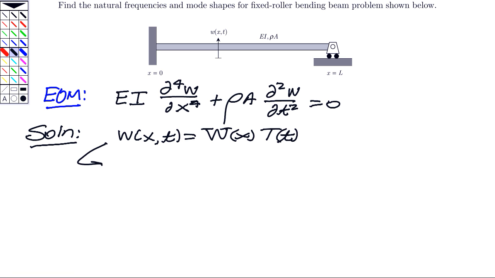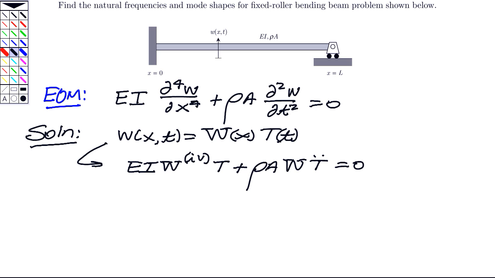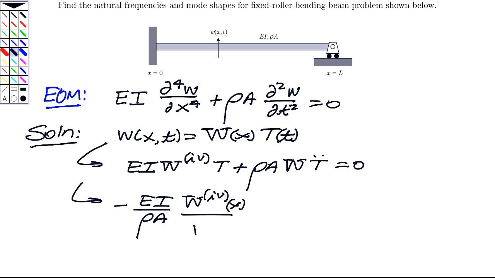And if we put that into the equation, we have EI times the fourth derivative of W with respect to x, times T, plus rho A, W, times the second time derivative of T, is 0. Since this is a separable solution, we're going to separate out the spatial part over on the left-hand side, EI over rho A, W fourth derivative, function of x, divided by W itself. The right-hand side will be T double dot divided by T.